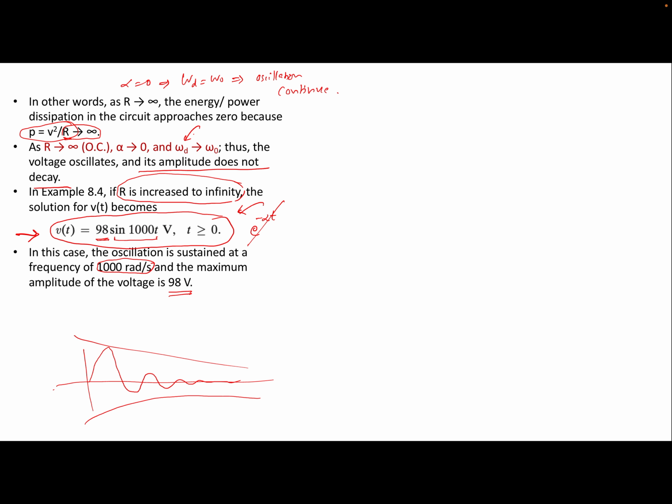Okay, so a good point to remember in this particular response is that it is an oscillatory response, and if there is a resistor present, there is a positive value of alpha, and there will be an exponent of e raised to power minus alpha t in the response, and that is going to decay the oscillation to its final value.